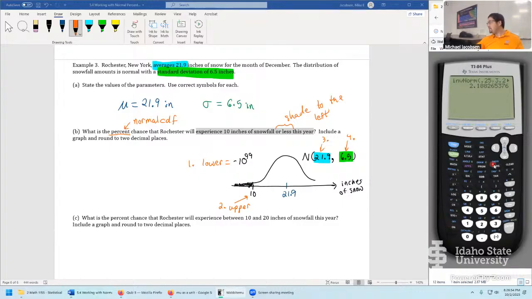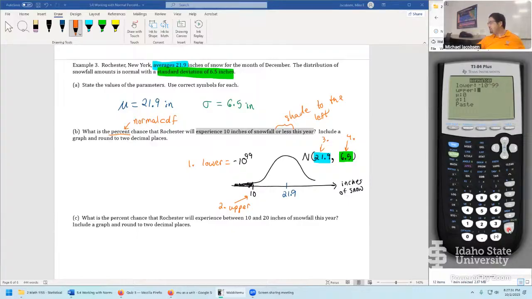So hit second and VARS to call up your distributions. We're using the normal distribution, normal CDF, because we're finding an area. Hit enter and just put in the new information. And hey, my calculator seems to have reset. If you see -1 E99, that works too, but I don't know how to type that usually. Oftentimes it's going to look like this, -10 power 99, but it has the same exact effect, either way you write it. So I could have just left it as the calculator showed.